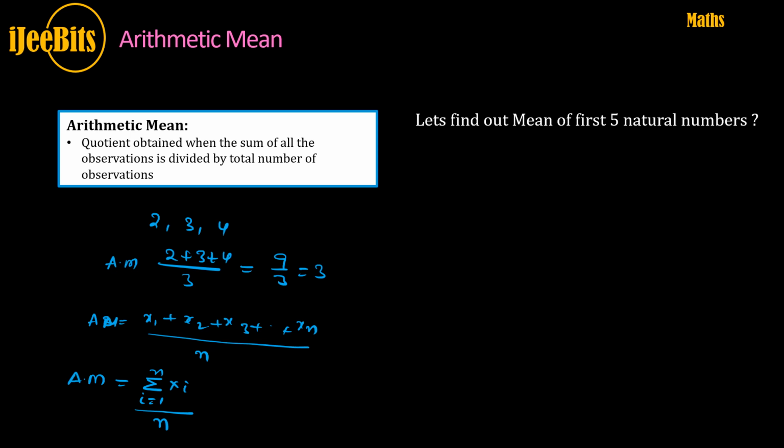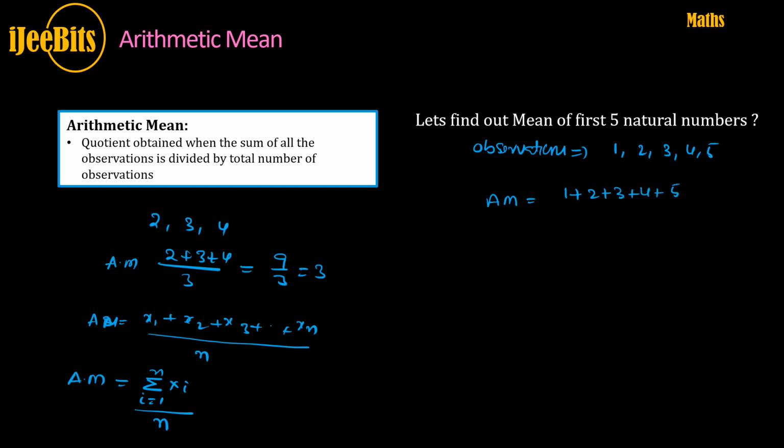Clear? So let's find the mean of the first 5 natural numbers. What are our observations here? Observations would be the first 5 natural numbers: 1, 2, 3, 4, and 5. So now how do you calculate AM? AM is the sum of observations, so 1 plus 2 plus 3 plus 4 plus 5.